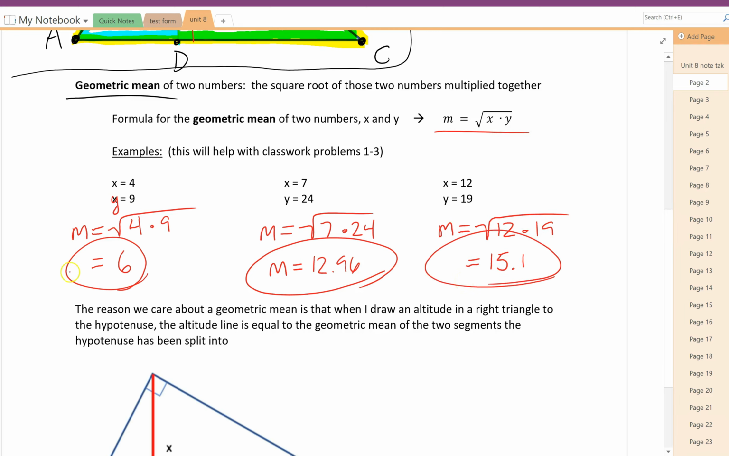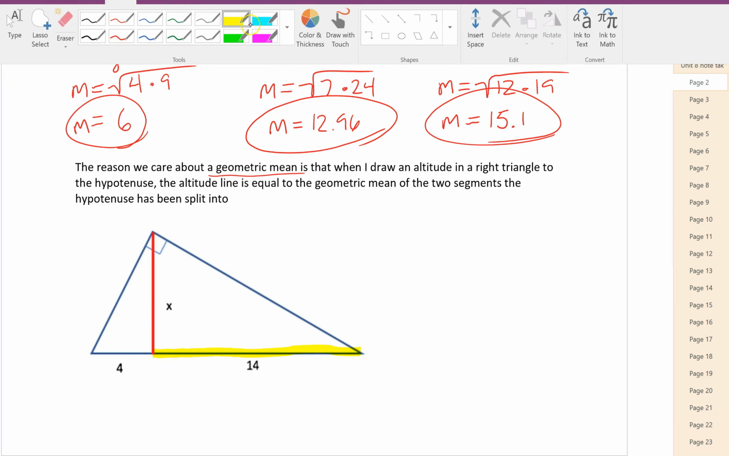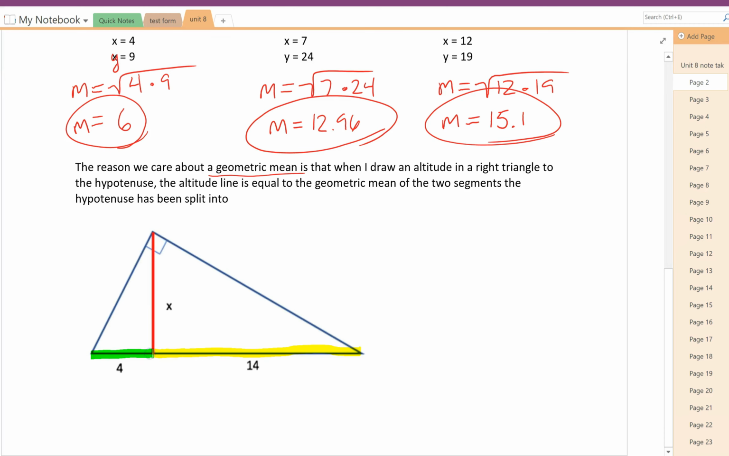Okay, that's the geometric mean as opposed to an arithmetic mean. Why do I care about the geometric mean? What was it actually going to do for me here? Well, here's what. When I draw an altitude in a right triangle, like this red line right here, you'll notice that it splits the hypotenuse into 2 parts.